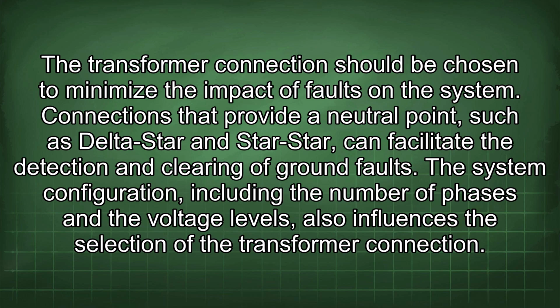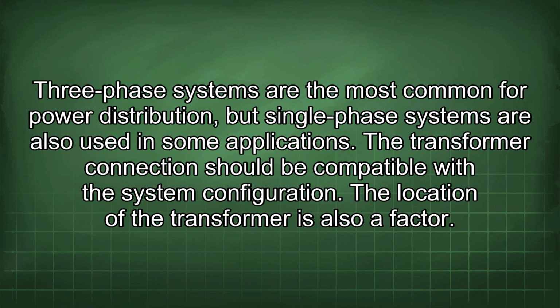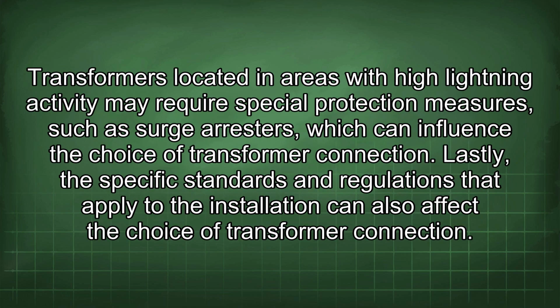The system configuration, including the number of phases and the voltage levels, also influences the selection of the transformer connection. Three-phase systems are the most common for power distribution, but single-phase systems are also used in some applications. The transformer connection should be compatible with the system configuration. The location of the transformer is also a factor. Transformers located in areas with high lightning activity may require special protection measures, such as surge arresters, which can influence the choice of transformer connection.